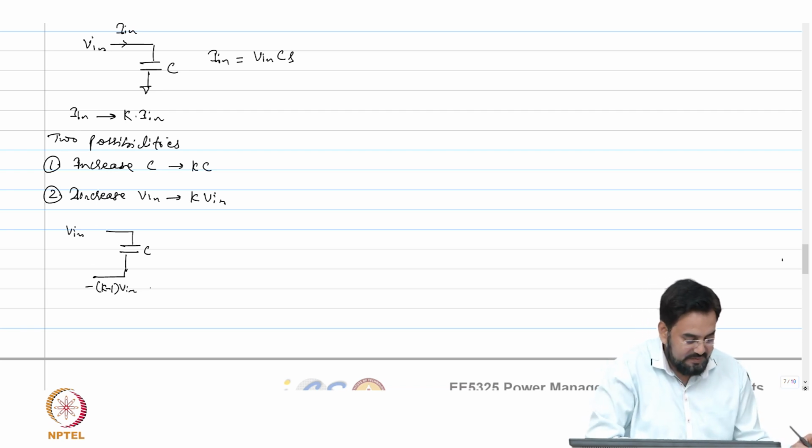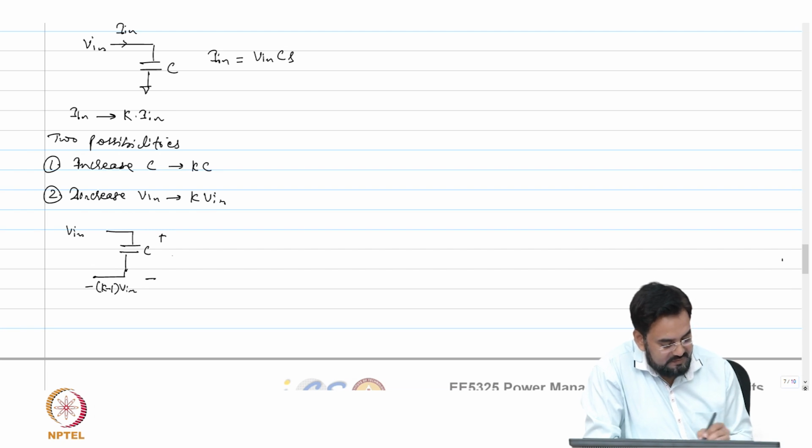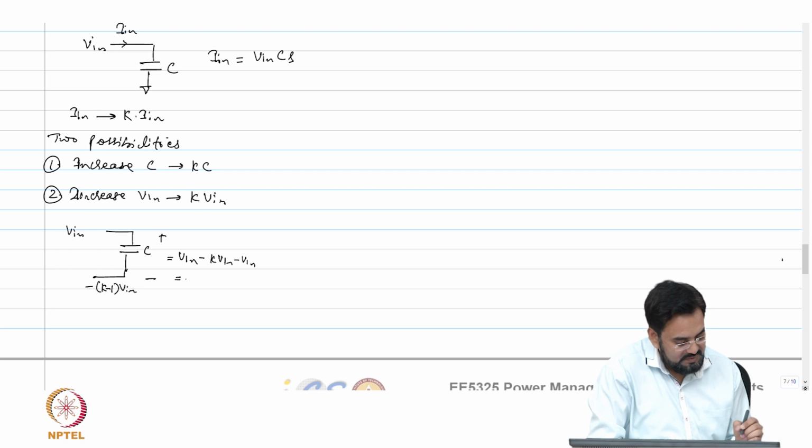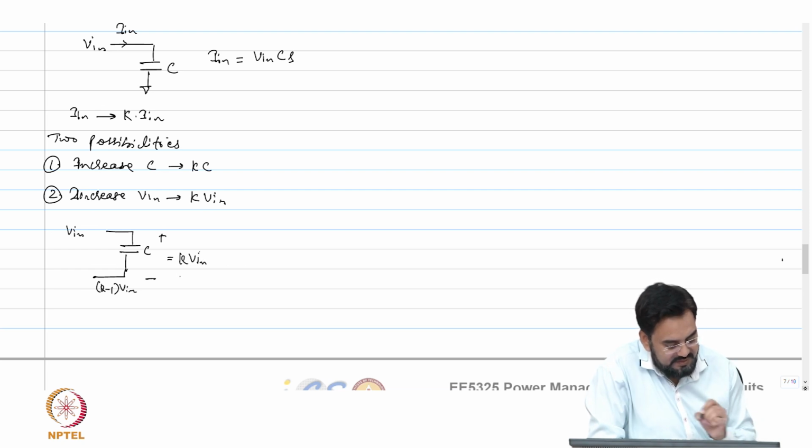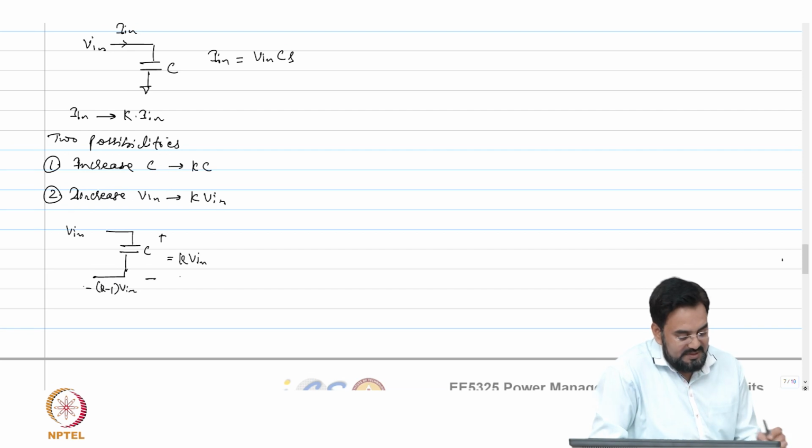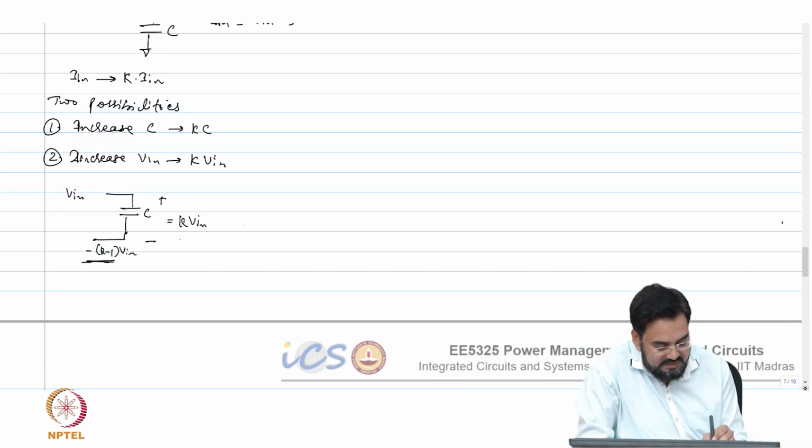So what is the voltage across the cap? What is this voltage? V in minus K times V in, sorry, KV na, minus V. So now you will get K times V. So which means this is your gain factor, correct? So can I do this?